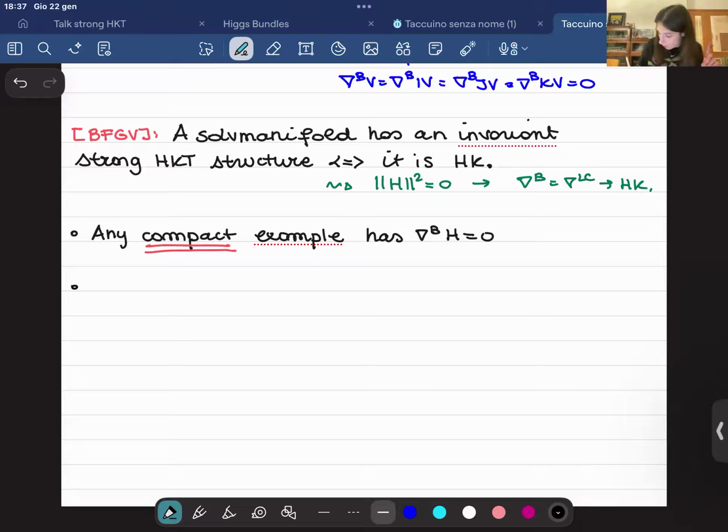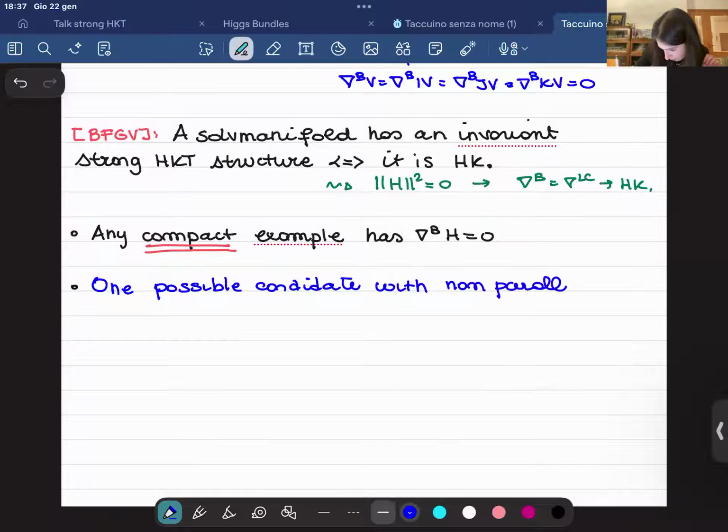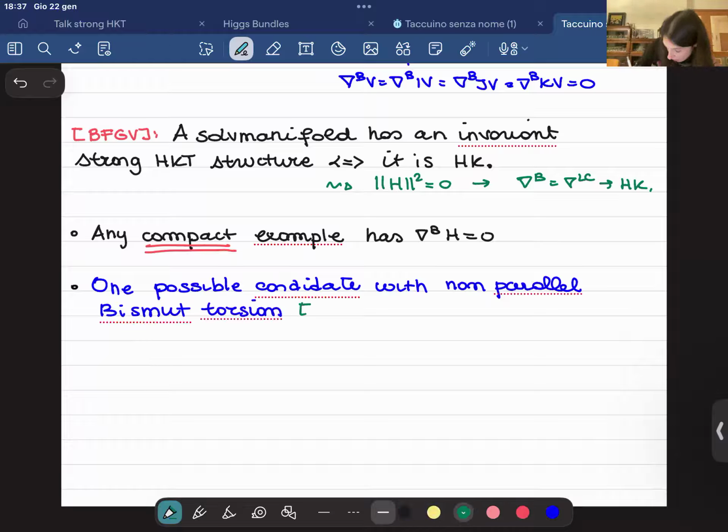However, we have some hope. In fact, there is one possible candidate with non-parallel Bismut torsion. And this example has been constructed by Witten. However, it is not clear if it has parallel torsion or not. So I think that people are working on this.